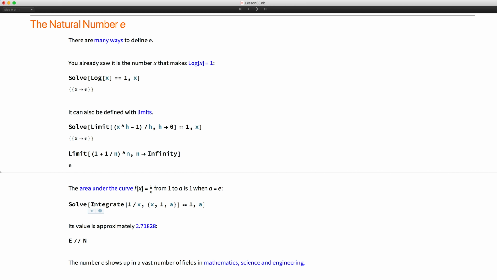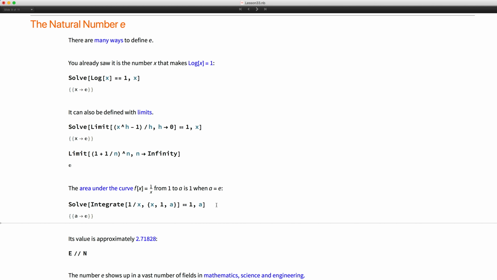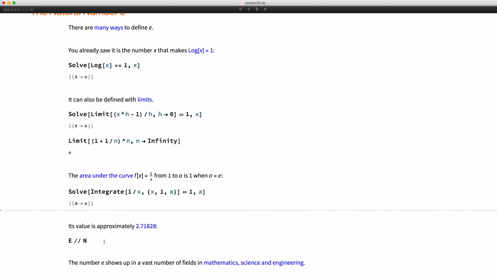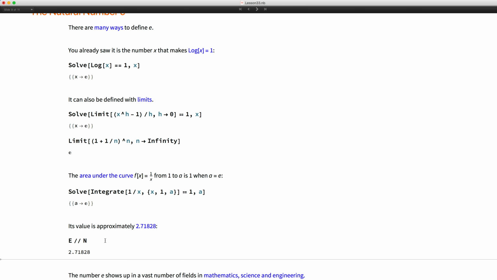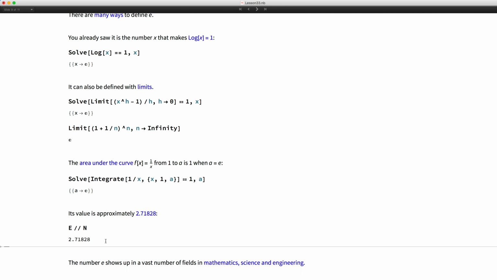Also, the area under the curve 1 over x from 1 to a becomes 1 when a is the number e. And finally, you should know that the approximate value of e is about 2.71828. That's a very important approximation, well worth memorizing. The number e is really important in mathematics, in science, and engineering, and you will come across it all the time when you apply mathematics to practical situations.